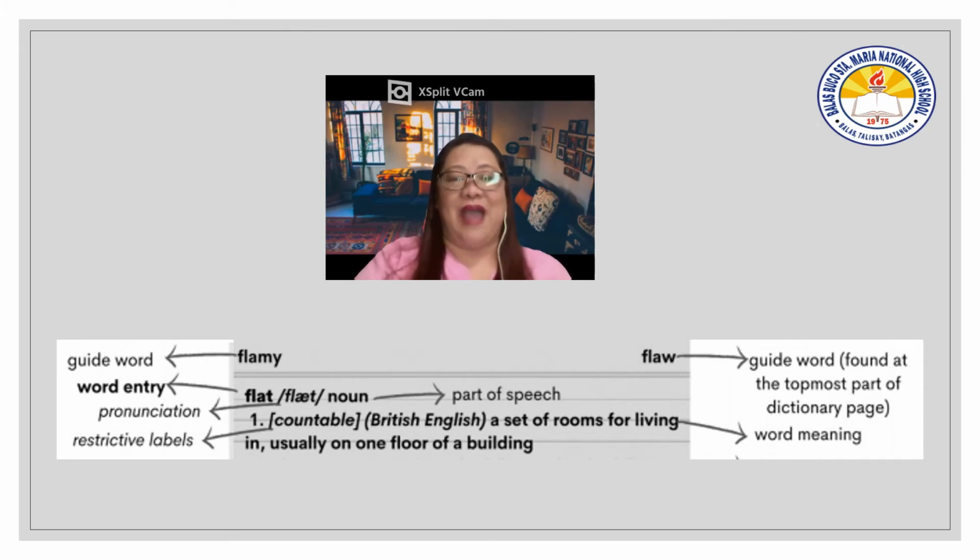So let us go back to the word entry. The word is flat. And here is the pronunciation. Following the pronunciation is the word noun that deals with the part of speech. Right after this is number 1, which is countable. This is what we call the restrictive label. So British English, and we have here the set of rooms for living in, usually in one floor of a building. This is what we call the word meaning.